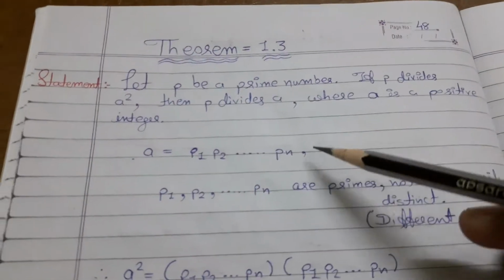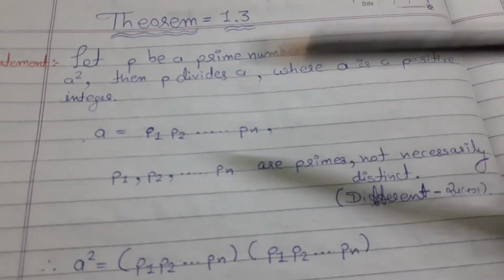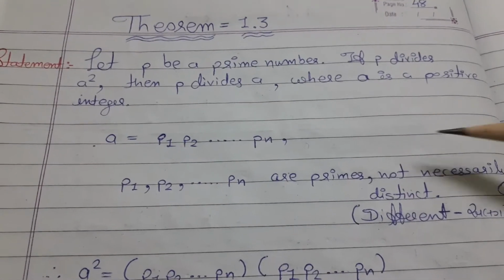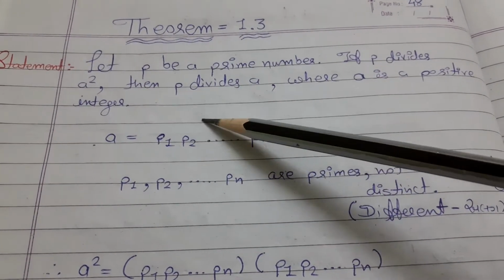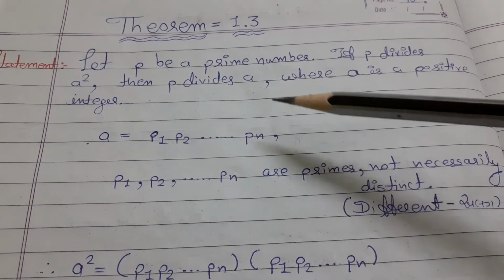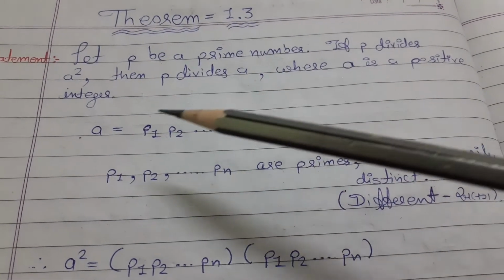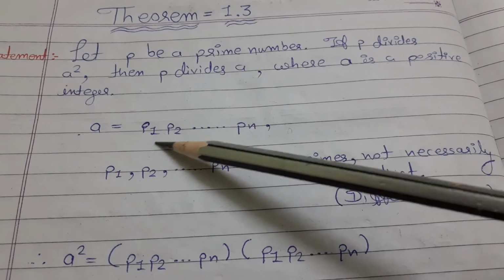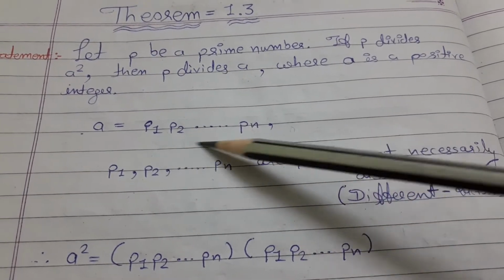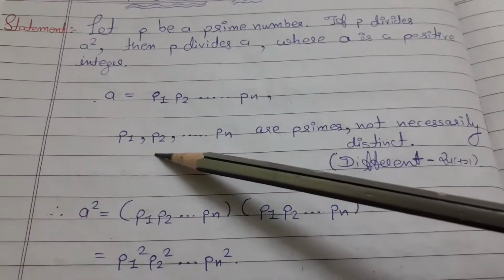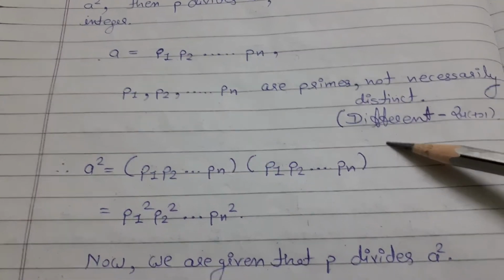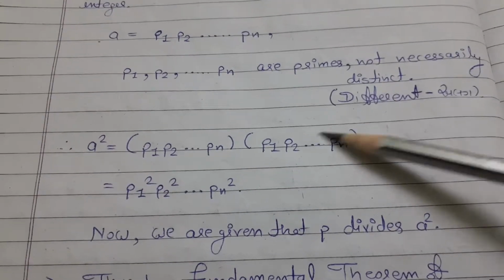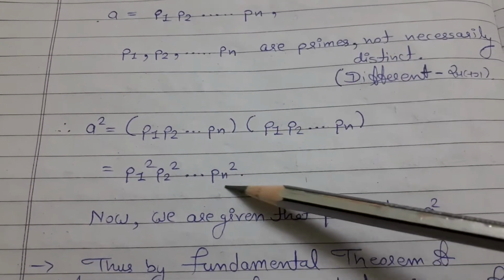Moving on to theorem 1.3. The statement is: let p be a prime number. If p divides a square, then p divides a, where a is a positive integer. Then a is equal to p1, p2, ..., pn. These are all prime factors. p1, p2, ..., pn are primes, not necessarily distinct. Distinct means different. They may not be different; they may be the same also.